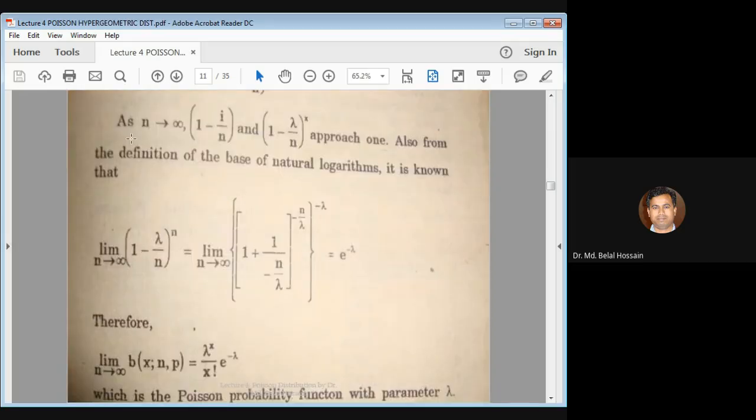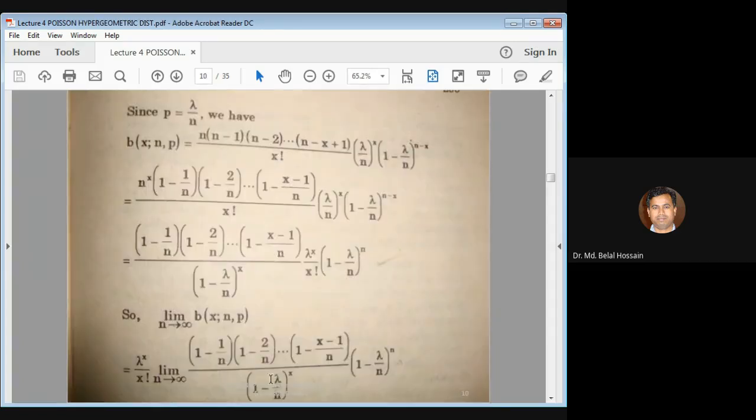কাজেই next when n tends to infinity, 1 minus 1 by n and (1 minus lambda by n) to the power x approaches 1, as I told you. Also from the definition of the base of the logarithm it is known that when you take limits, (1 plus 1 by x) to the power minus lambda is equal to e to the power minus lambda. Okay, this is a logarithm formula. So we have this expression here too. So this equals e to the power minus lambda.